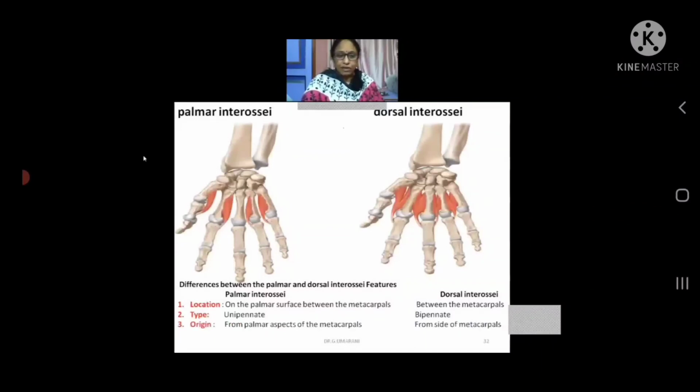The palmar interossei originate from the palmar aspect of the metacarpals, whereas the dorsal interossei arise from the sides of the metacarpals. The main action of the palmar interossei is adduction of the digits, whereas the dorsal interossei abduct the digits. These are the common differences between palmar and dorsal interossei. So these are the total muscles of the palmar region, 20 muscles.